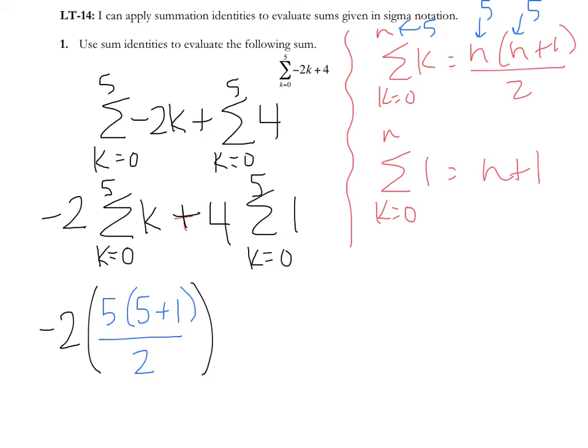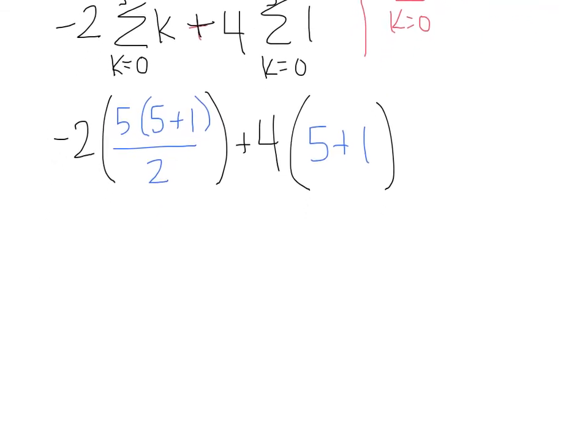The next thing that I need to do is work on this piece over here. So once again, I'm going to leave the plus 4 alone for now, and I'm just going to focus on this piece here. I know that I have this formula for the sum of 1. If you notice, the thing that's different about this sum and this sum is that the number on top is a 5, not an n anymore. So I know that my n value is 5, so I can plug that 5 into my formula, and I end up getting 5 plus 1. So now at this step, all that I have to do is simplify down.